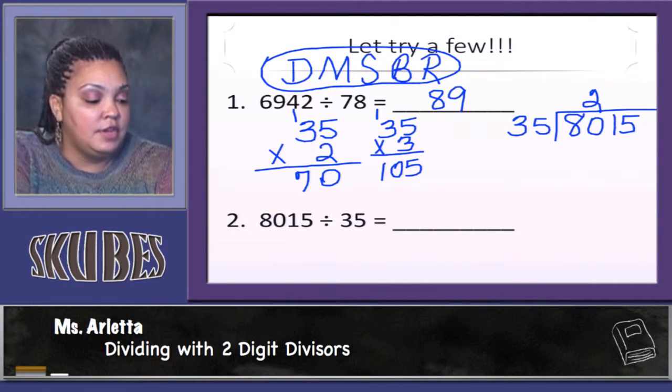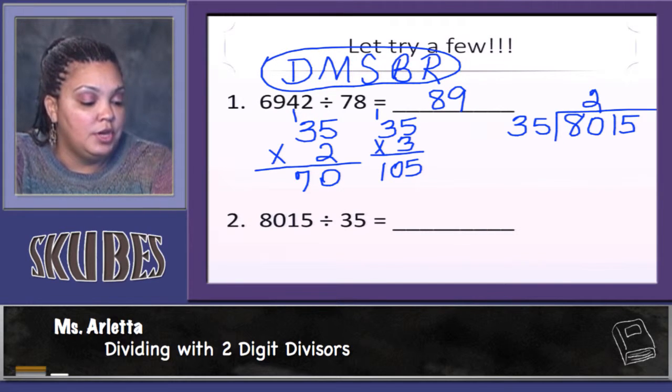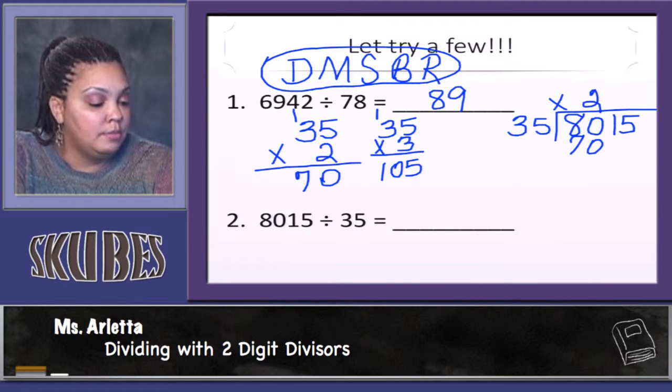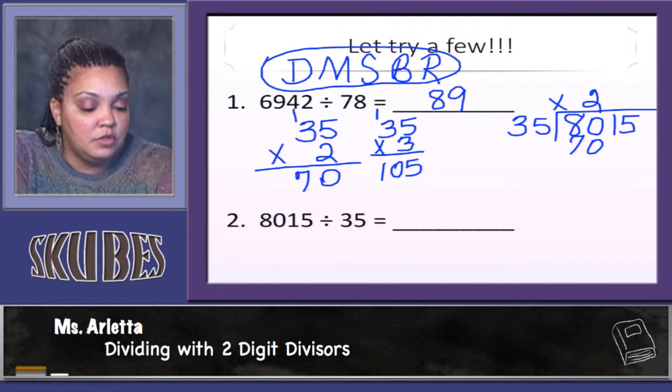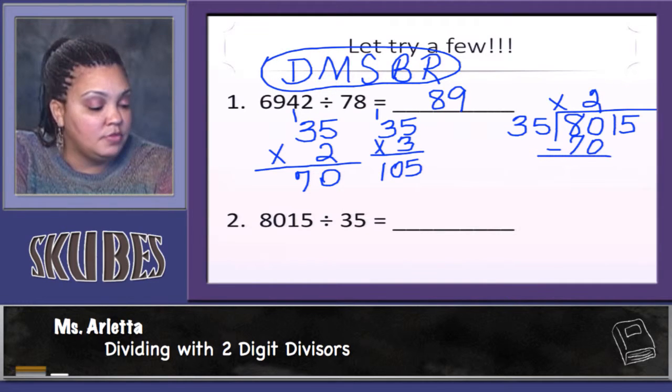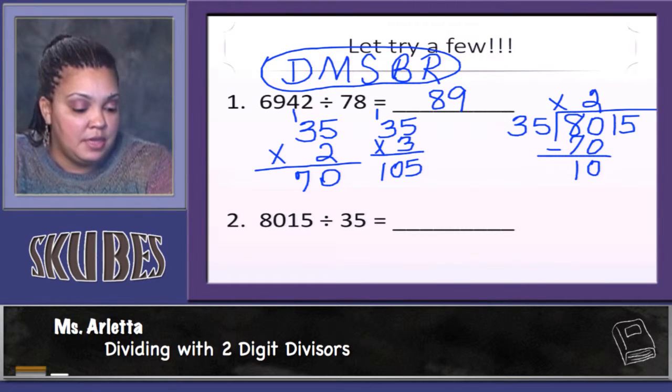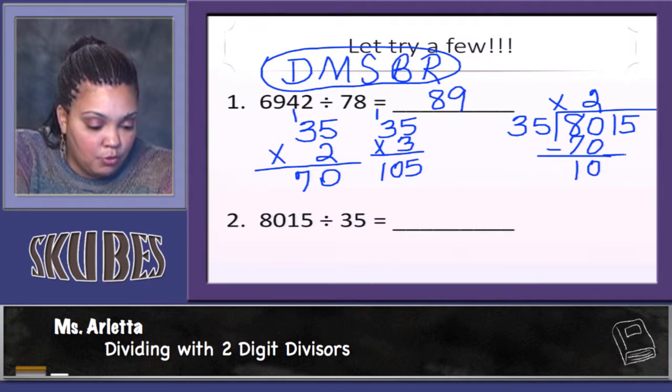And after we divide, the next step after your D is an M, we need to multiply, which we have already done. So we know that 35 times 2 is 70. What do you see after your M? You see an S. The S means we need to subtract. 0 minus 0 is 0. 8 minus 7 is 1. We have subtracted. And after your S, you see a B. The B stands for bringing down.